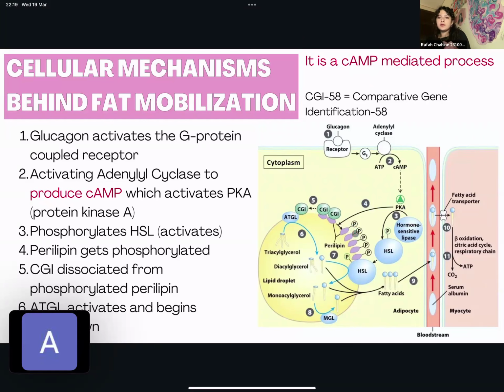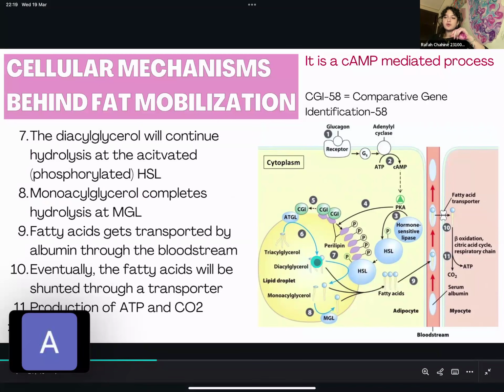And we said, hey, perilipin is normally attached to or associated with CGI. But now that it is phosphorylated, it no longer has the capacity to hold CGI. So what CGI is going to do in step 5 is dissociate itself from perilipin, and it will go and activate ATGL. Now, once it activates ATGL, ATGL will begin the process of breaking down triacylglycerol into a diacylglycerol. And then we move to step number 7, which is where the diacylglycerol will continue its breakdown with hormone-sensitive lipase, which we have previously phosphorylated, and go into monoacylglycerol.